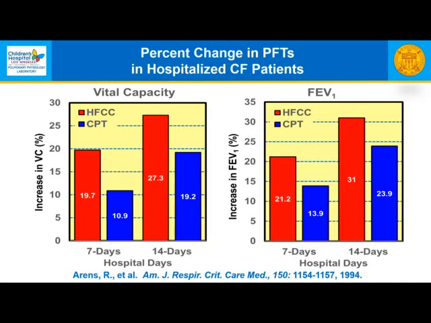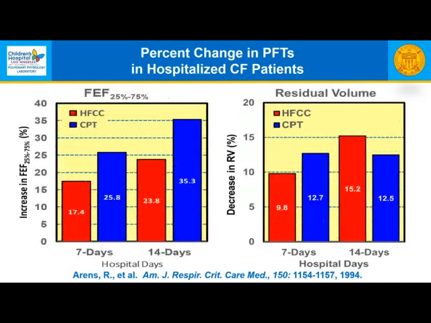And so this is increase in vital capacity. And you can see red is the vest, blue is the CPT. No significant difference at 7 days and at 14 days. So this is halfway through the admission, and at the end of the admission. Increase in FEV1, again, not significantly different. If anything, the vest seemed a little bit better.